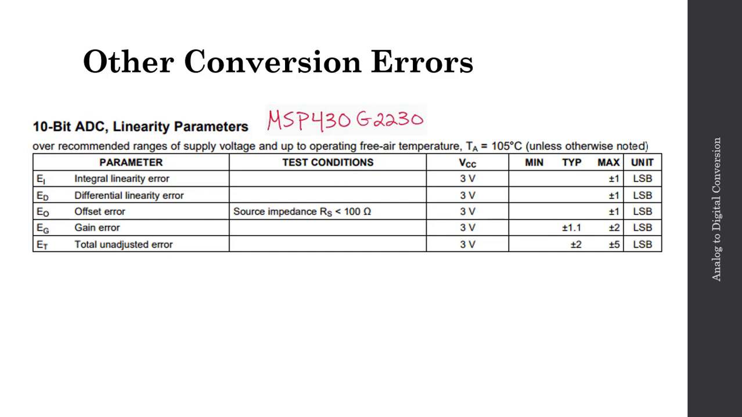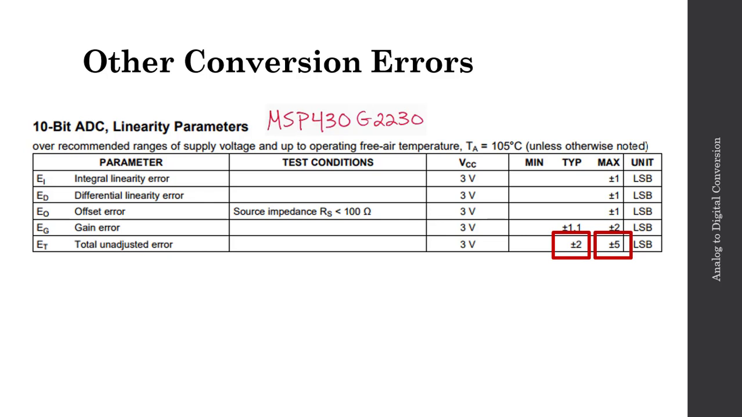And I can see here that if I look at the total unadjusted error, my typical total error is going to be on the order of plus or minus 2 LSB. But in some cases, it can be a maximum of plus or minus 5 LSB, which can be quite significant depending on how you're using the ADC for your particular application.